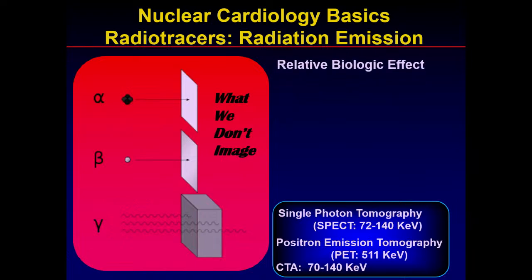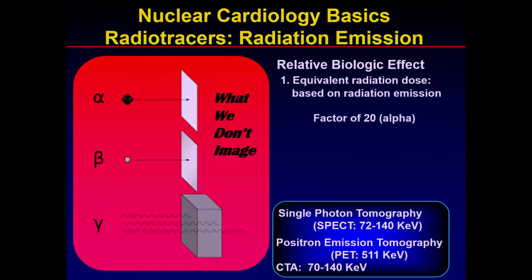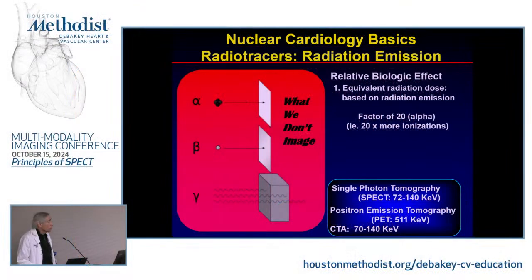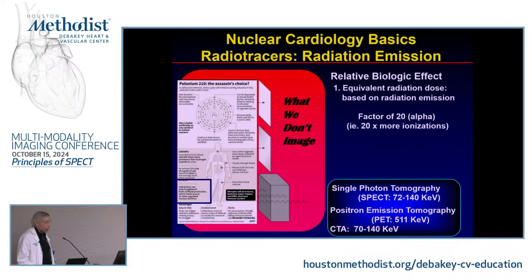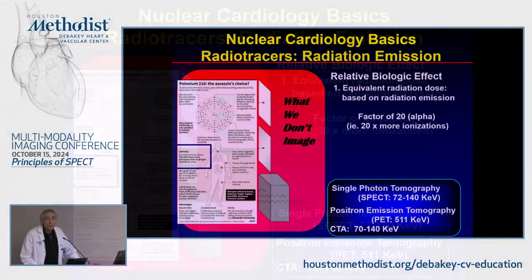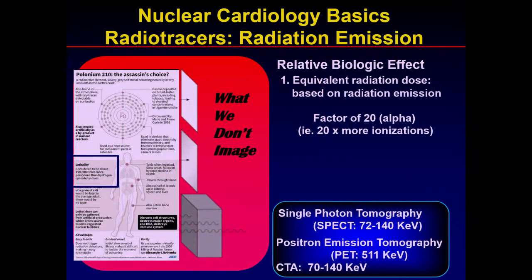When you think about radiation in general, you have to think about the relative biologic effect, which is based on the equivalent radiation dose, and that's based on the radioactive emission. So if you look at alpha particles, it's a factor of 20. Basically, there's 20 ionizations for every particle that you get. And this is one of the reasons why alpha radiation is so deadly. In fact, it's been called the assassin's choice in many situations because it doesn't take a lot of alpha particles to really do you in.